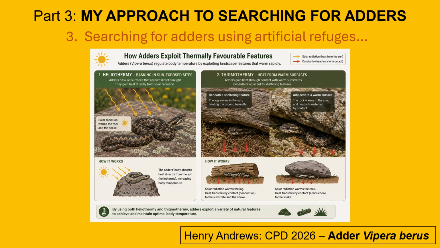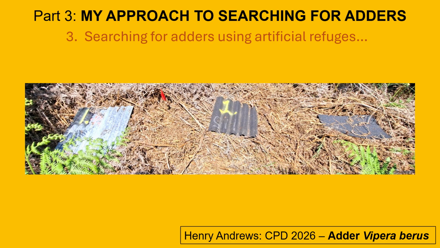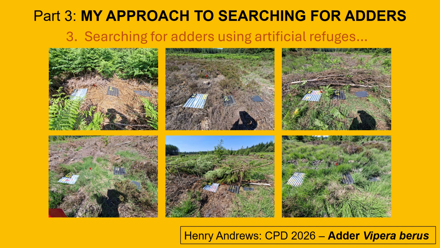Now, historically, a wide variety of materials were deployed for surveillance, such as plywood, wooden boards, corrugated asbestos, carpet tiles, roof tiles, concrete slabs, rubber car mats and black plastic sheeting. For reasons of convenience as much as anything else, the refuge materials I commonly use comprise corrugated steel, typically referred to as tins, corrugated roofing felt, typically referred to as ondulines, and shed felt. I like to deploy them in sets of 3.